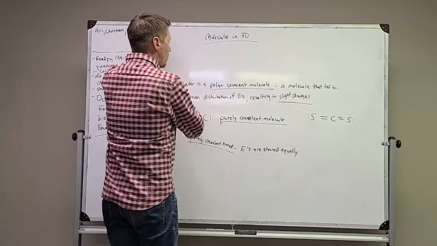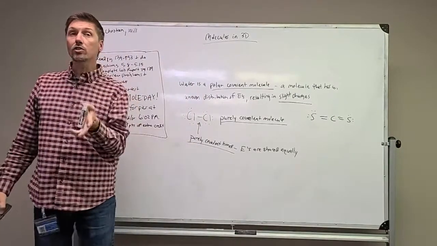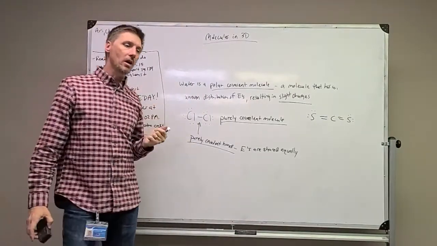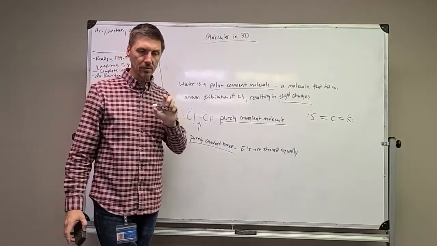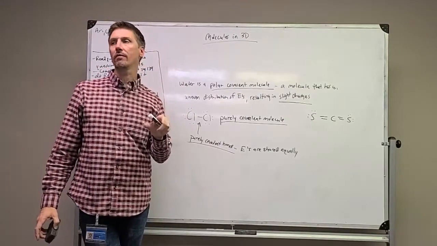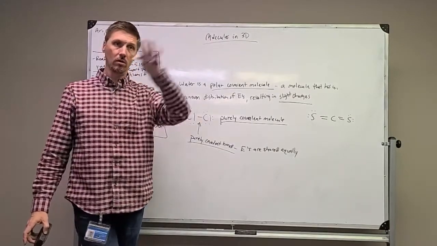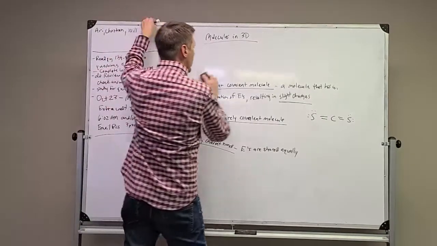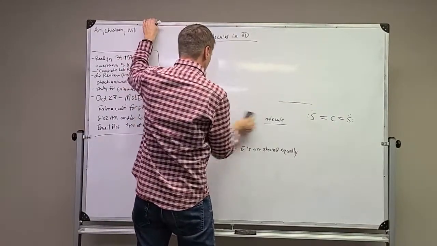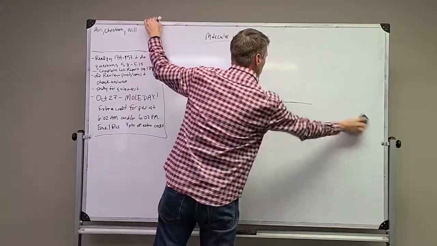And when we talk about that, what we're actually going to find out is it's also possible to have a molecule that's made up of elements with different levels of electronegativity, and it still be purely covalent overall. So it can have polar covalent bonds, but still be a purely covalent molecule. So how is that possible?